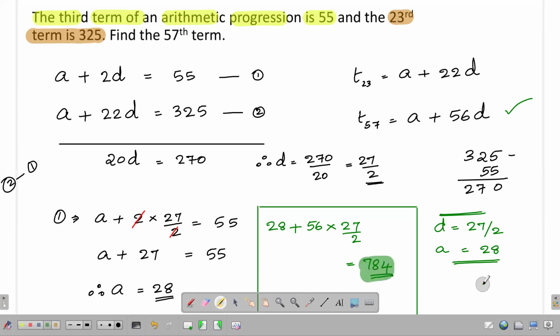All right. So now you may take a screenshot of these steps and please use it for your further reference. 784 is our answer. All right. Let's now consider the next question.